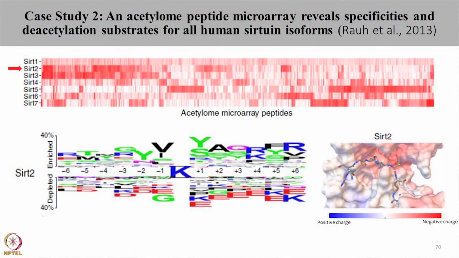Coming to another sirtuin, that is Sirt 2, which is majorly found in the cytosolic region of the cell, you can see that the peptide binding groove for sirtuin 2 is highly negative, and therefore it disfavors the presence of negatively charged amino acids in the sequence preference. Except for sirtuin 4, all other sirtuins have some or other targets for deacetylation. However, there was no identified substrate for sirtuin 4.